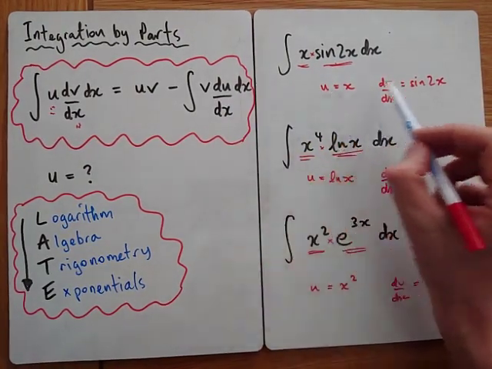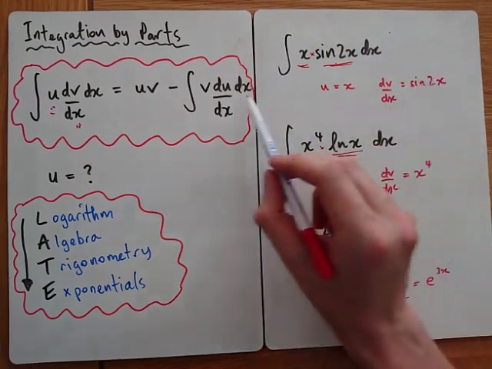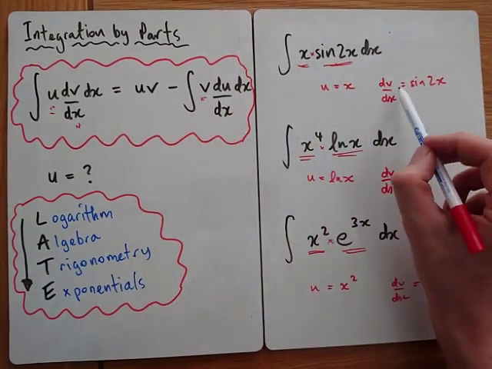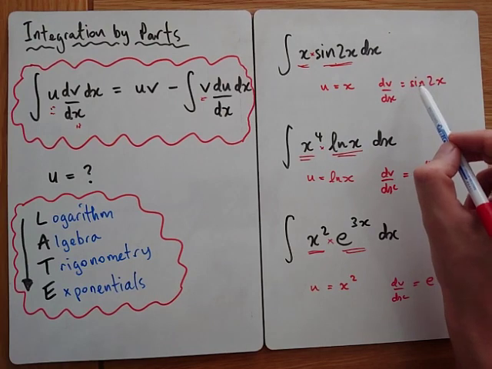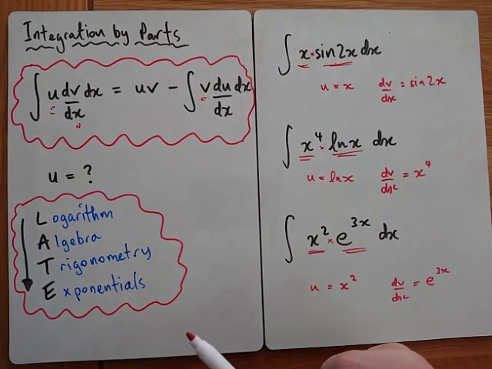So I'm going to differentiate this one. With dv by dx, we need to figure out what v is. So we have to differentiate one of them, and we have to integrate the other one. Okay, so let's try a couple of examples from the handout.